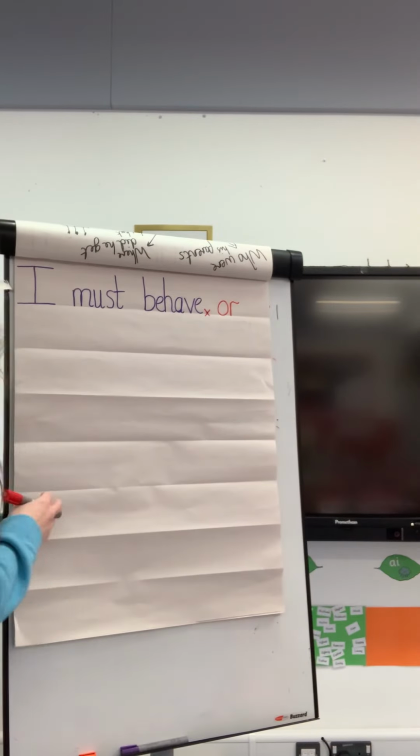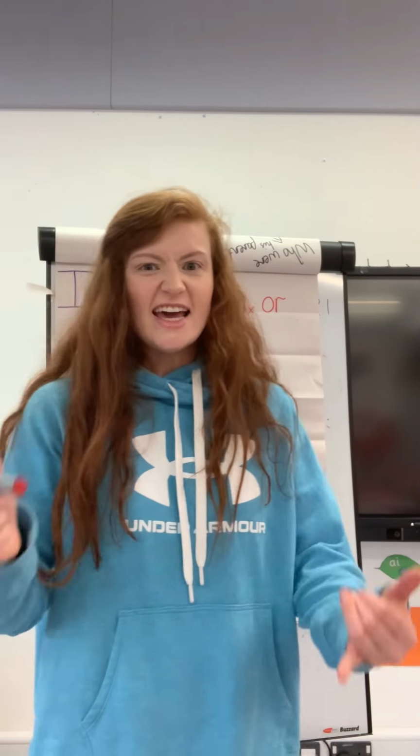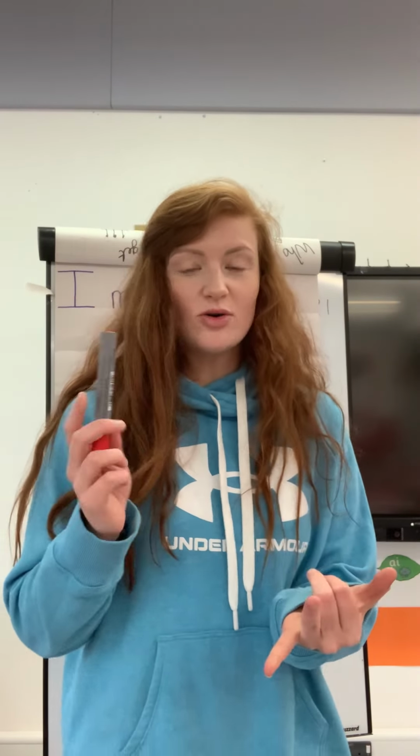So I want you to see whether you can extend this sentence. I must behave or what might happen. Is your favourite toy going to be taken away? Will you lose iPad time? Will you not be able to go to football club if you've done the wrong thing? You could think about home or school.